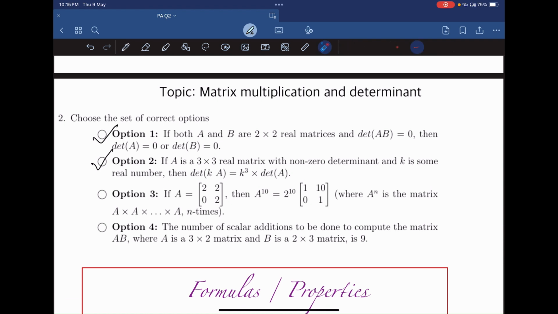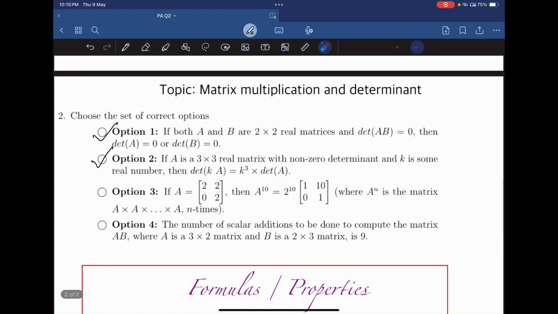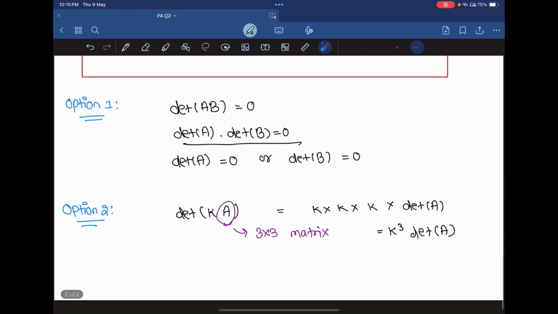Now let's look at option 3. A is equal to this matrix and A10 is equal to this matrix, where A^n is the matrix multiplication A into A into A, n times. So we are given this matrix A. Let's note down this matrix.